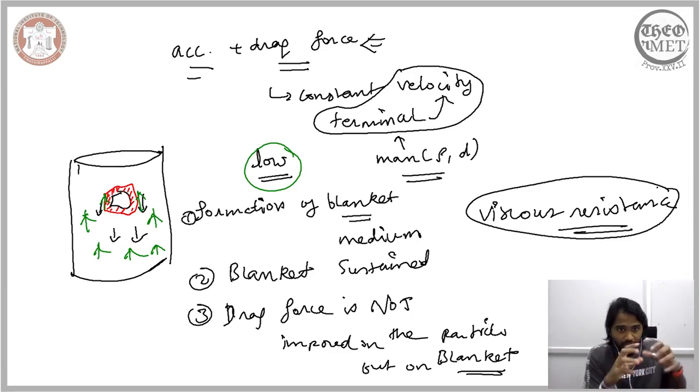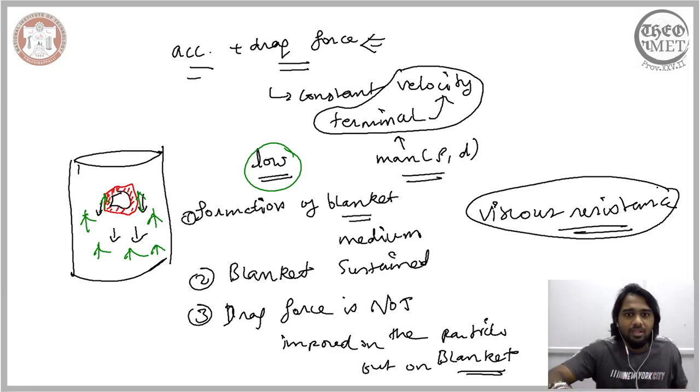One, formation of a stable blanket. So a blanket is formed, and this blanket is sustained all through the progress of the particle. The reason it is sustained is that the particle is progressing slowly. Because of the sustained blanket that surrounds this particle, the resistive force, the drag force, is not directly imposed on the particle, but on the layer of this blanket. So the blanket is what experiences this resistance. Whatever resistance we have is between the blanketing medium and the surrounding medium, and therefore it is referred to as the viscous resistance.